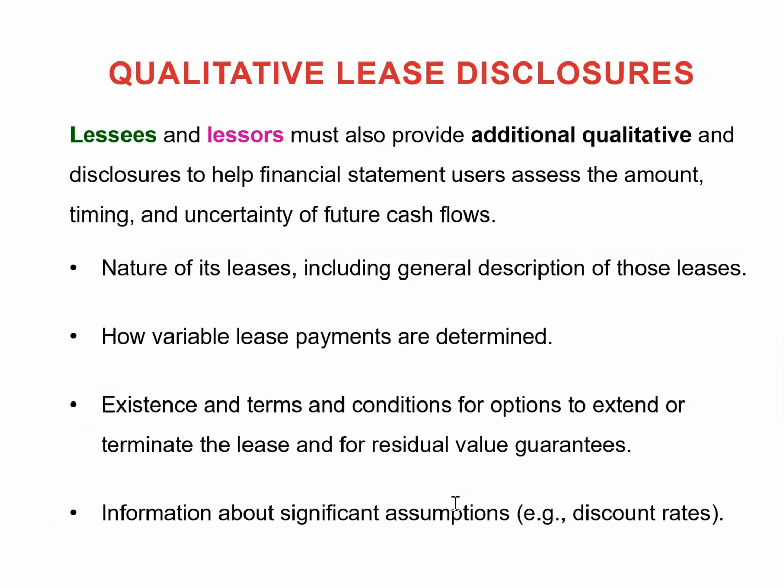Now, not only the numbers and items will impact your income statement and balance sheet, there is also some additional information. Those are qualitative information that both parties, lessee and lessor, would put in their financial statements in footnotes. For example, the nature of the lease, and if there are any variable payments, how those are determined, and any other conditions, for example, residual value related information, or information on how they calculated the discount rates. All of these need to be disclosed by both parties.